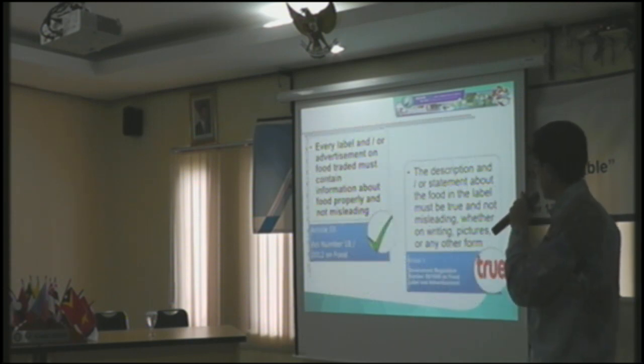Okay, if you see the label, this is Article 33 in the Undang-Undang Pangan. You can see here that every label and advertisement on food trade must contain information about the food properly and not be misleading. This is important.